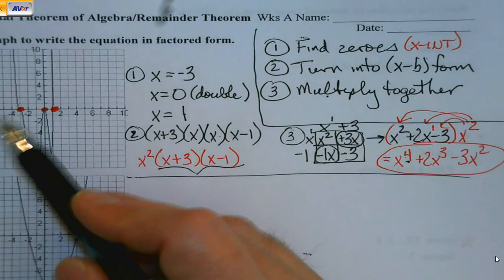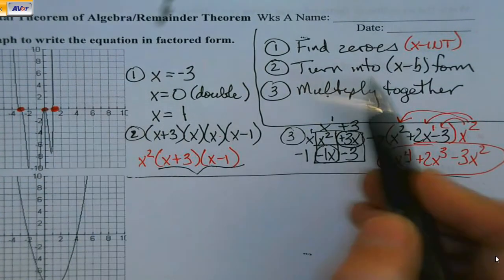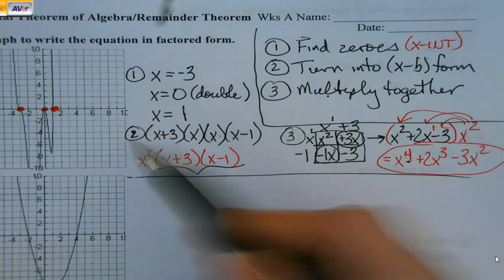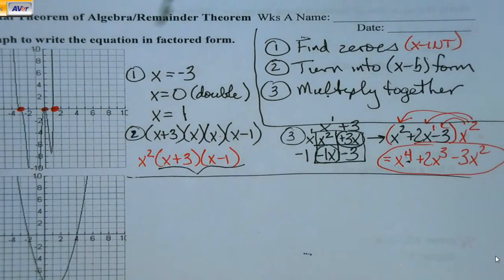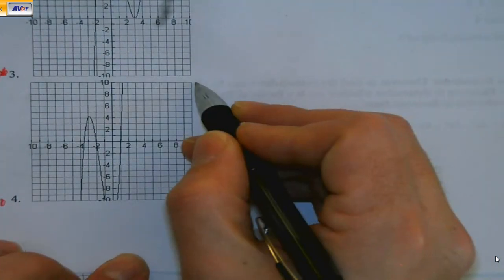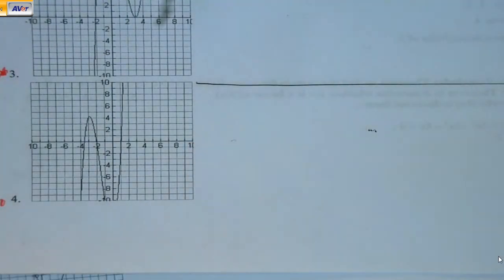Find my zeros, see if any are doubles, switch their signs to get them into their binomial forms, and then multiply them together. And we're going to do one more, because I want to make sure that we're getting some good examples to work with before we do some on our own. So we're going to go to that last one down here on number 4. So give me some space here.